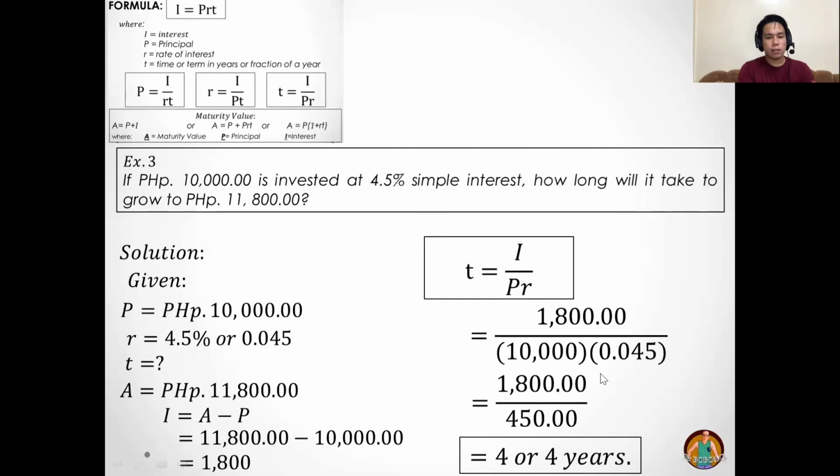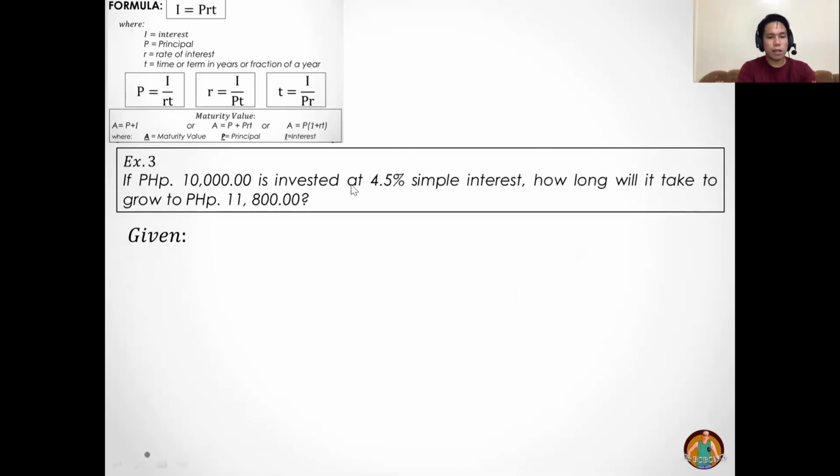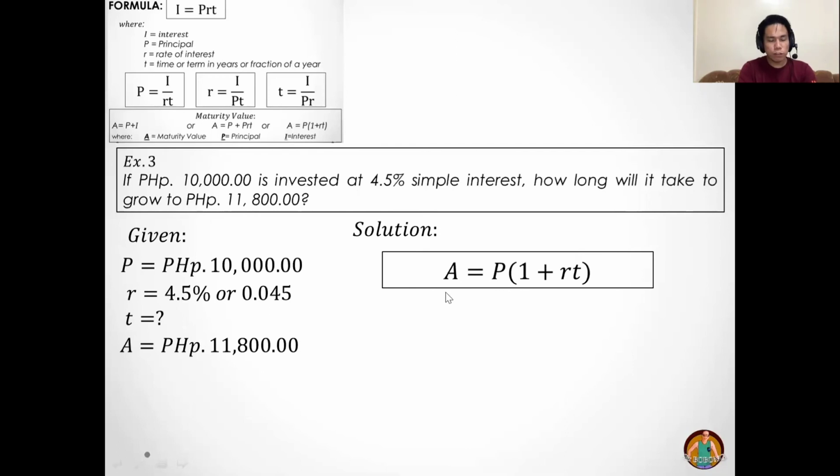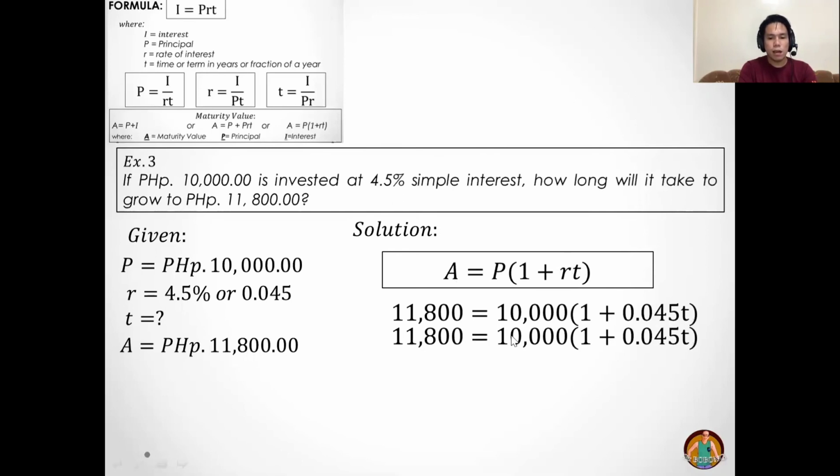Okay? Sige. Next, gagamitin naman natin yung general formula na A is equal to P quantity 1 plus RT. Okay? Yun yung formula. Same given. So, ito yung formula. Okay, substitute. A is 11,800. P is 10,000. Copy 1. R is 0.045. And hinahanap natin si T. Next is distributive property of multiplication. So 10,000 times 1 is 10,000. And 10,000 times 0.045T is 450T. Okay, you can use your calculator.